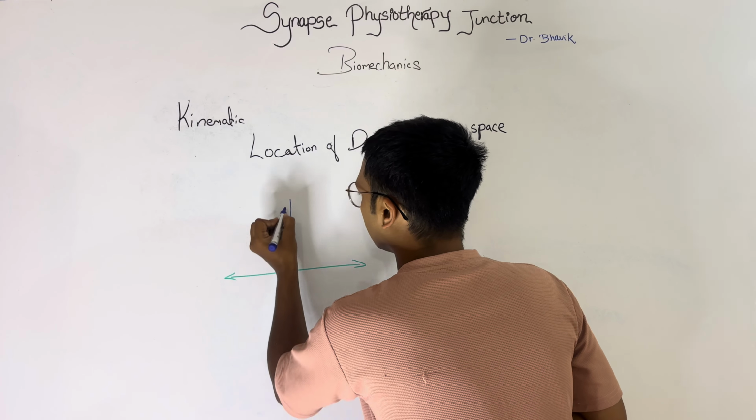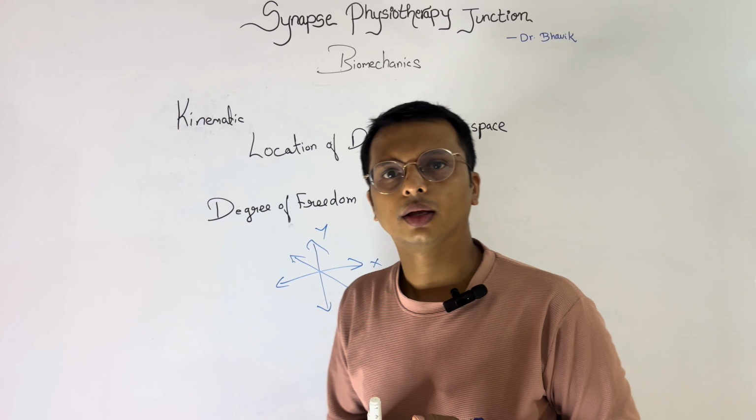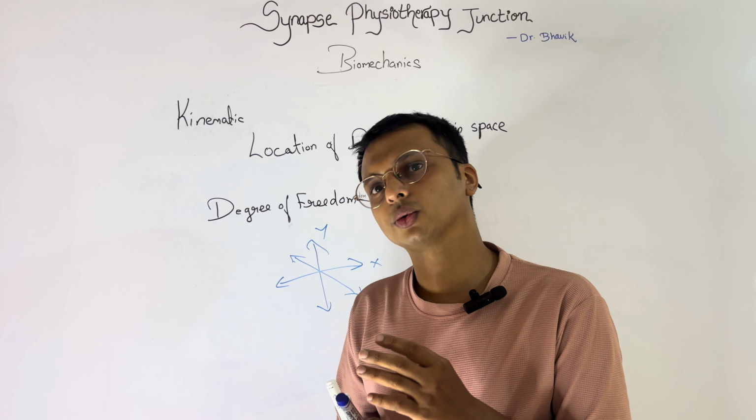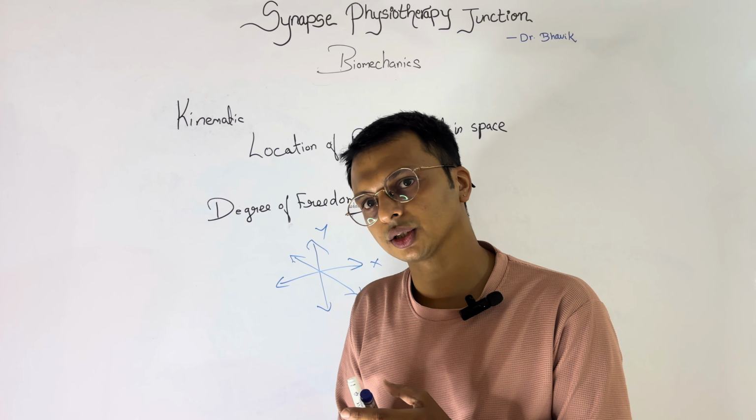Second, we are going to talk about the degree of freedom for three axes x, y and z. If the segment or joint is unconstrained, means if there is no restriction, total 6 degree of freedom will be there. Means there will be 6 different kind of movement possible if there is no restriction at the joint.